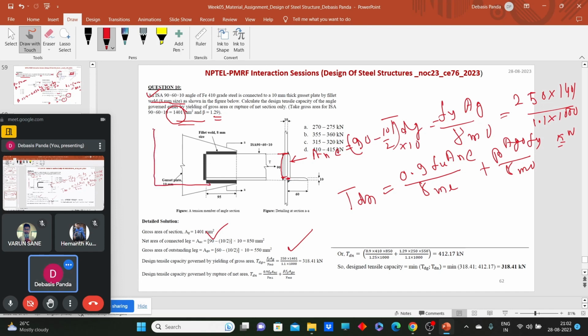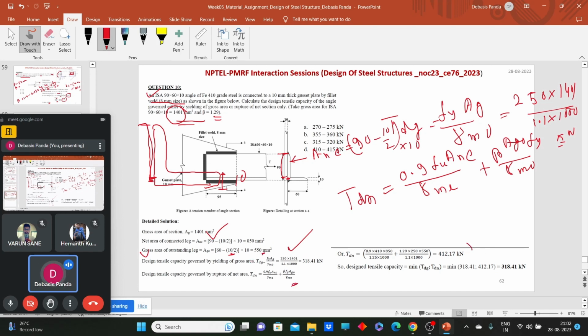If we make the angle section bigger, we just need to come from the top to the center. The total is 90, and if I need to connect up to the center, if the thickness is 10 mm, so 90 minus 10 by 2 will be the width of the connected leg, multiplied by thickness. Now why are we deducting this? Because we are calculating the areas separately, then we add them up. What will be the gross area of the outstanding leg? Nothing but 60 minus 10 by 2 into 10. So now put all these values in the equation.